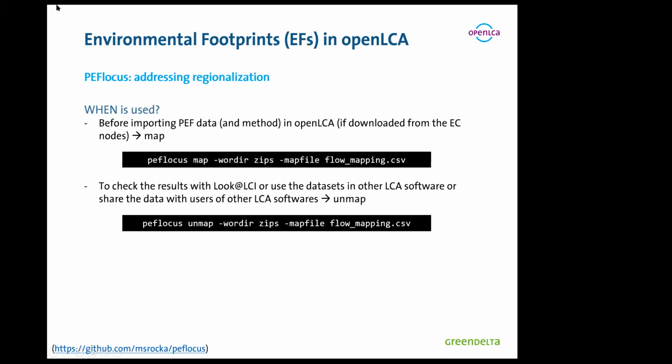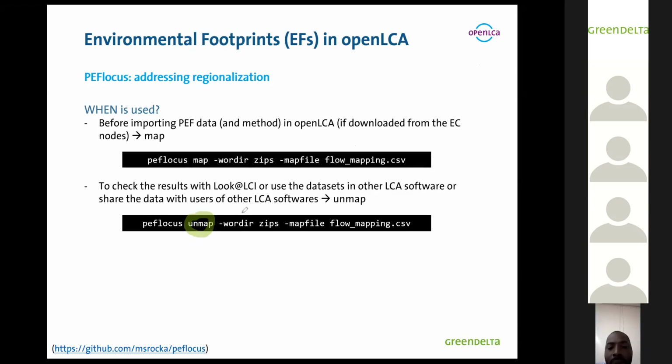On the other hand, you can also use this PEF Locus tool when you export the data from openLCA, and you want to use the exported data in other software, or for example, in this application provided by the European Commission called Look at LCI, that checks the results of your aggregated dataset that you created in openLCA or in other software. And in this case, what you have to pay attention to is that the function you have to write is unmap. Because in this case, from the list of different flows with different locations, you are going back to a single flow that can have a location element in the exchange.